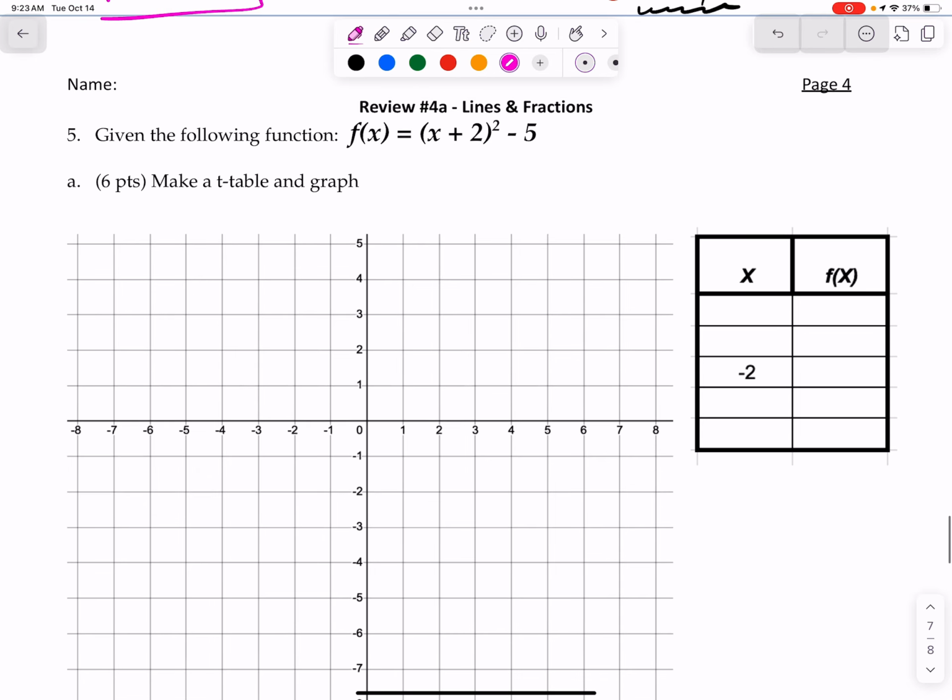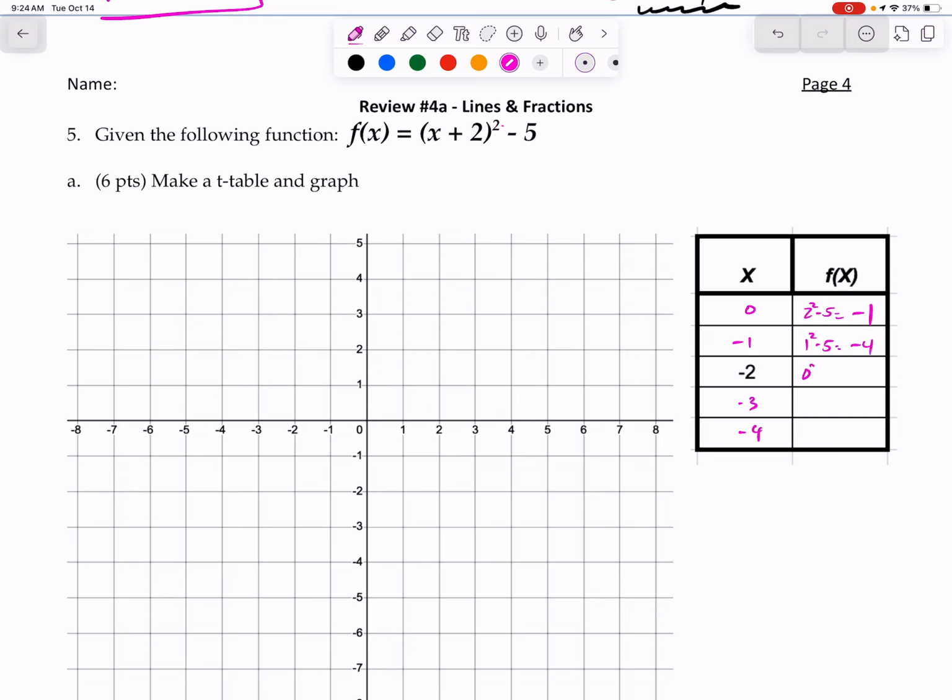Okay, last little thing here, graph this. Notice I forced you to have negative 2 in the middle, so that means we'll go negative 1, 0, negative 3, negative 4, like that. And just plugging them in, I should get, so 0 plus 2 is 2, 2 squared is 4, 4 minus 5, so 2 squared minus 5 equals negative 1. Here, negative 1 plus 2 is 1 squared minus 5 is negative 4. And negative 2 plus 2 is 0, obviously.